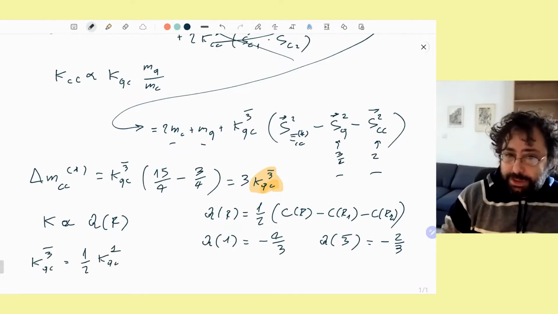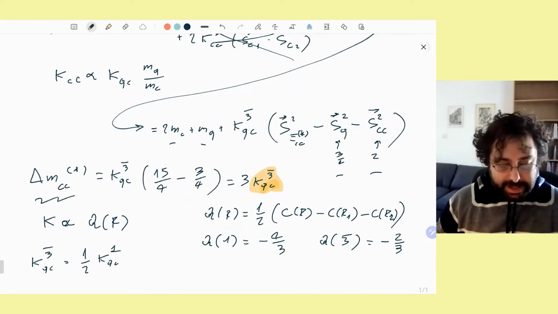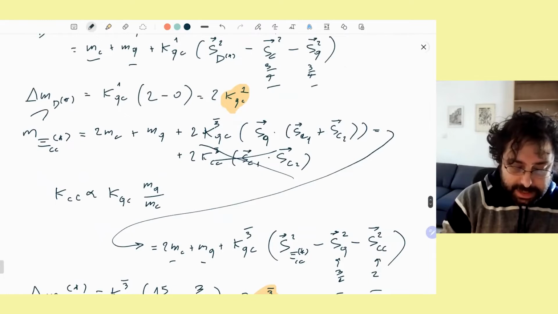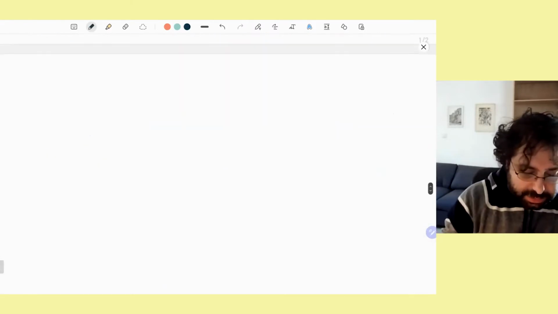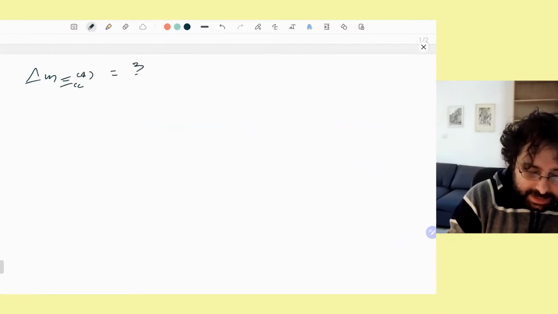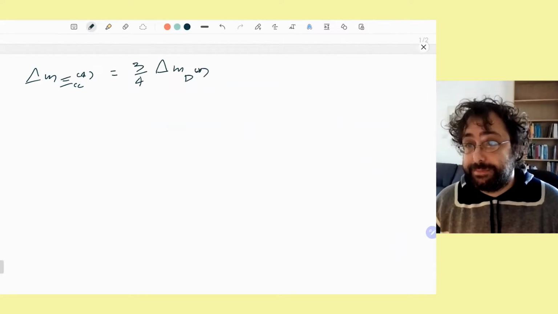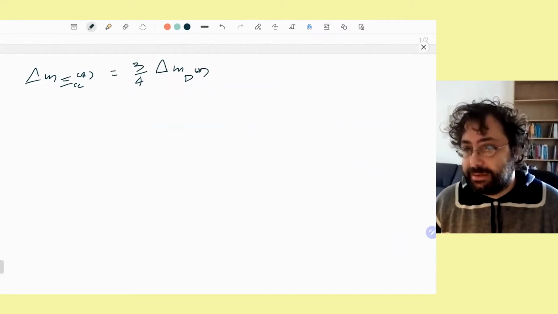So this allows us to relate this mass splitting here in the baryon sector with a mass splitting in the meson sector. And the relation that you get, and that you can find in the literature, is that the splitting in this baryon sector is 3/4 of the splitting in the meson sector. Okay, is that clear? Any question?